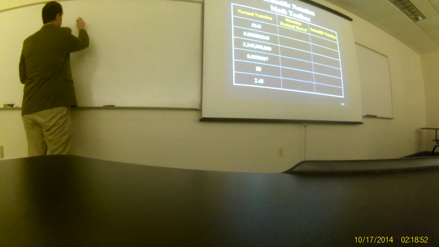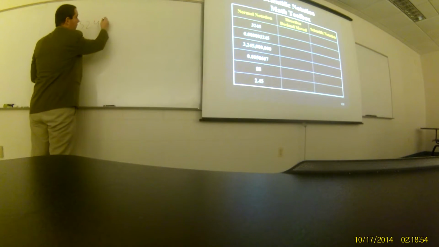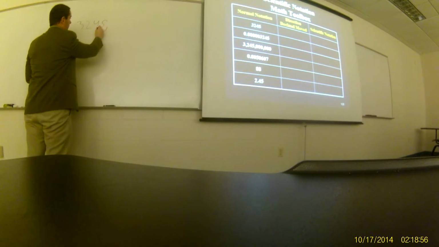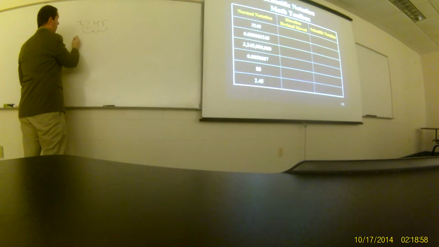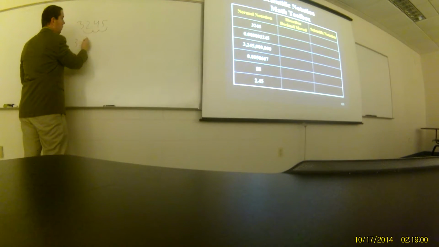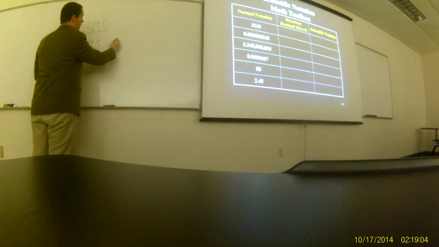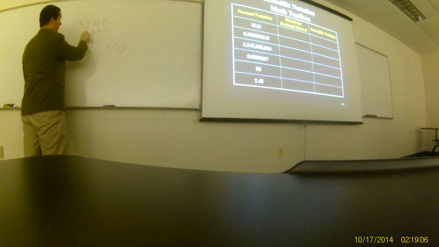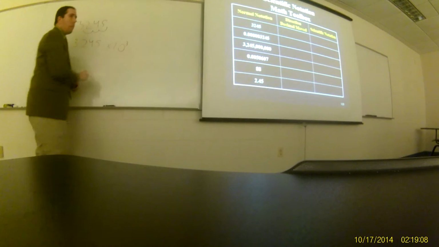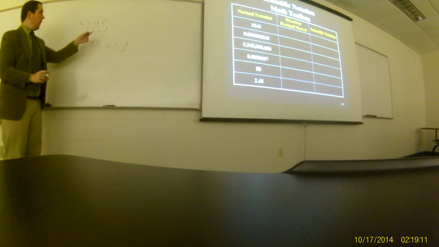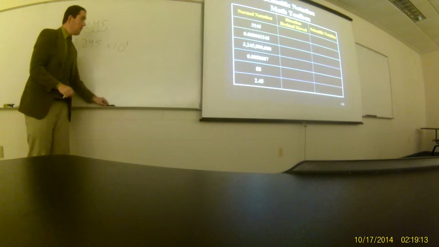And this slide said if we move to the left, N is positive. And so we have 3,245. We're going to go 1, 2, 3. We now have 3.245 times 10 to the third, and it's positive 3 because we went to the left.